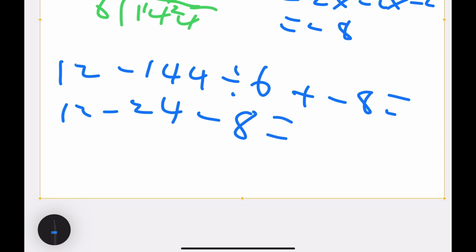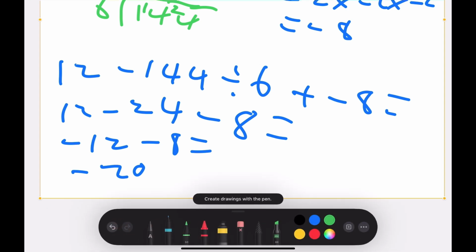So now we can just do it in order, because it's all subtracting, which is the same level of order. So 12 minus 24 would be minus 12. And then we have minus 12 minus 8, and that would become minus 20. As 12 add 8 is 20, but it's going to be a negative. So the final answer would be minus 20.